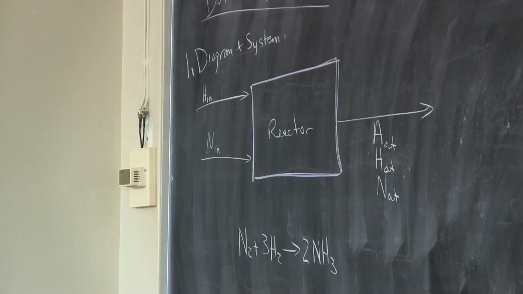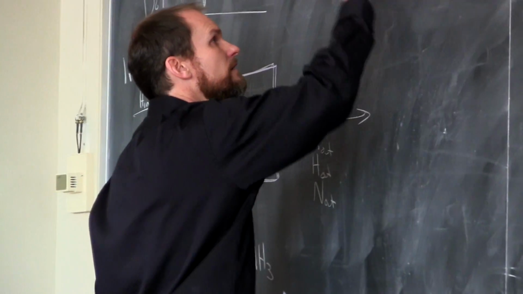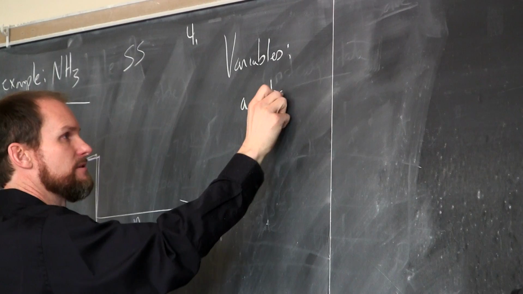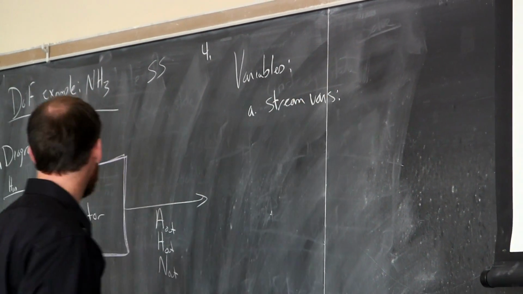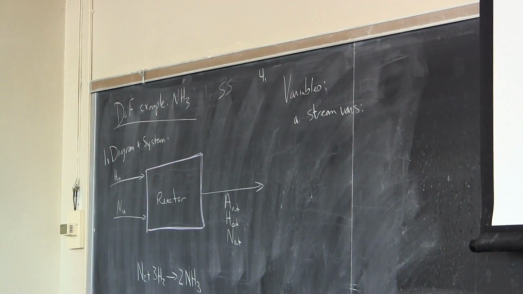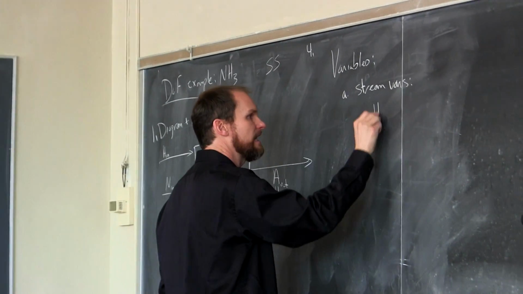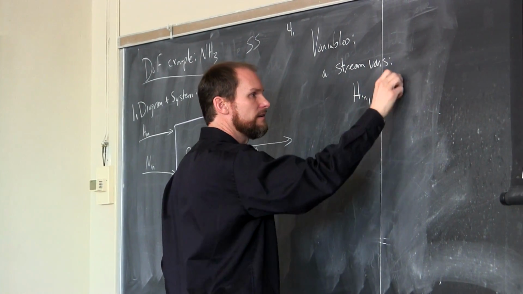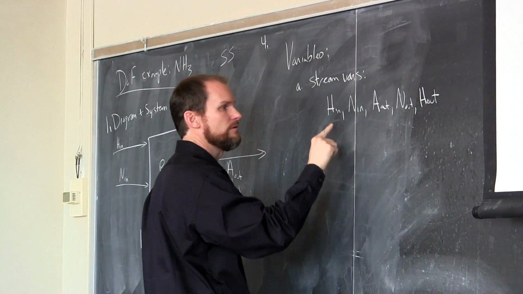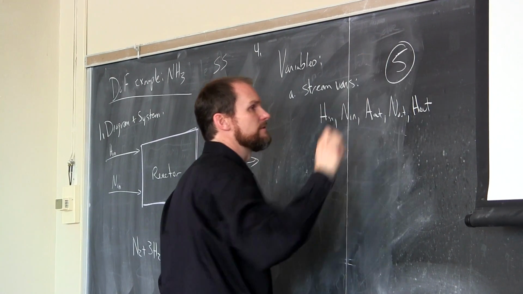Okay? All right, step 4, count the number of independent variables. 4A, count the number of stream variables. What are my stream variables? I've got input streams and output streams. What I want you to do when I ask you to do this, I want to see the documentation. I want to see a picture. I want to see the equation. I want to see the variables written out. So I've got H in, N in, A out, N out, H out. 1, 2, 3, 4, 5. Gives me 5 stream variables.